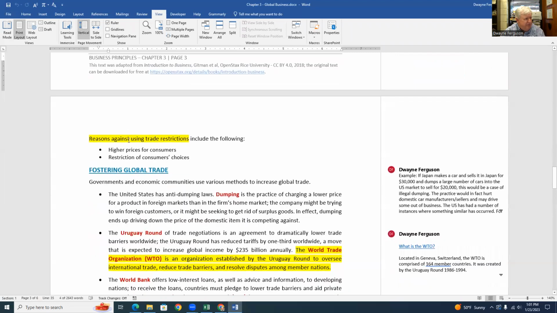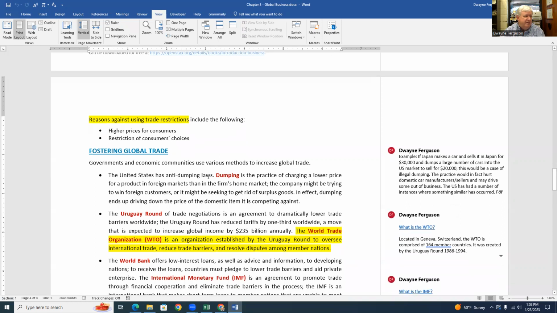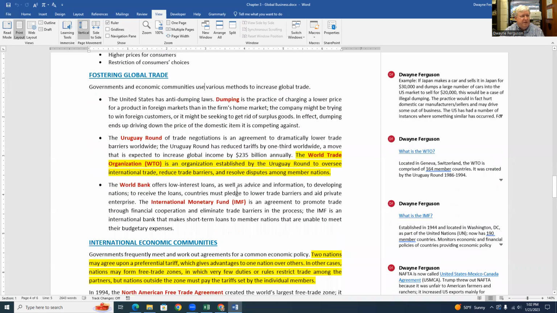So those are reasons for restricting trade. Here's some reasons against using trade restrictions. Of course, if you put on some kind of trade restriction and you make the tariff a tariff on something, you're going to have higher prices for consumers because whoever's importing it will have to account for that cost. So definitely higher prices, and you're going to have fewer choices because sometimes those importers will say, I'm just not going to import it. It just costs too much. I'm not making enough on it.